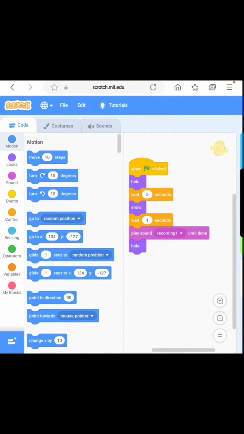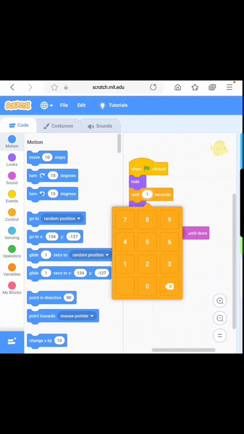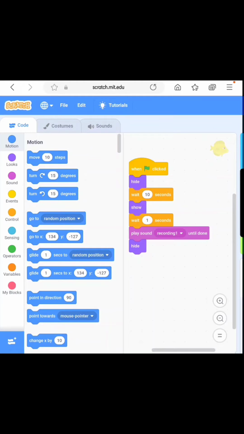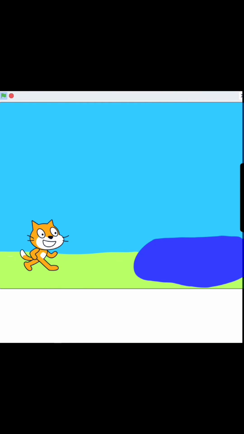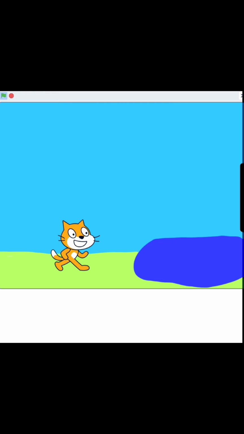We have to experiment with the wait times to get the characters to work in sync with each other. The fish was speaking too soon, so I have increased the amount of time that it needs to wait. Let's see if I've increased the wait time correctly so that it works better and they are now in sync.